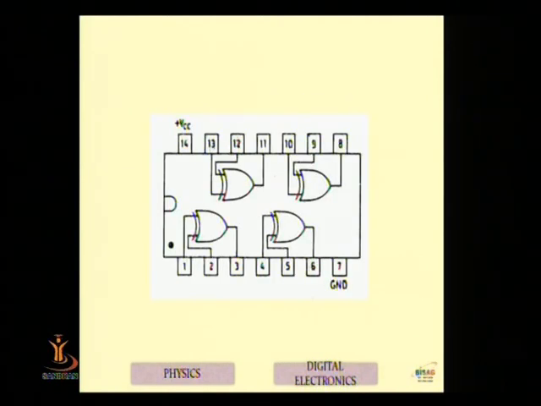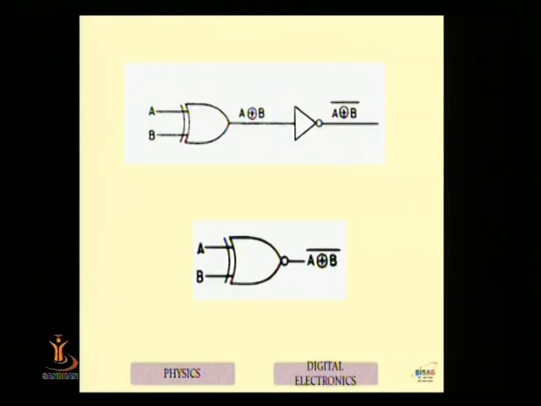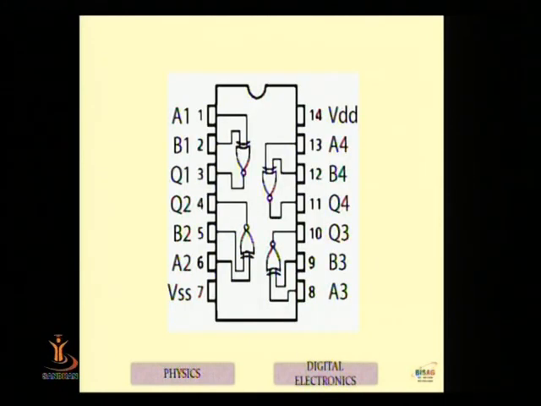This is the truth table. This is the IC. The XNOR gate is represented as exclusive NOR. This is the symbolic representation. This is the truth table, and this is the IC available in the market.